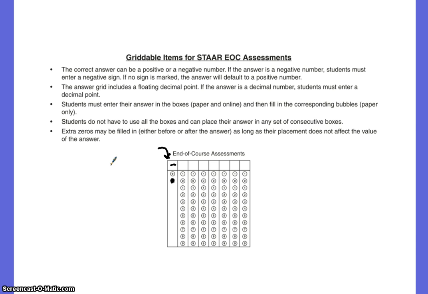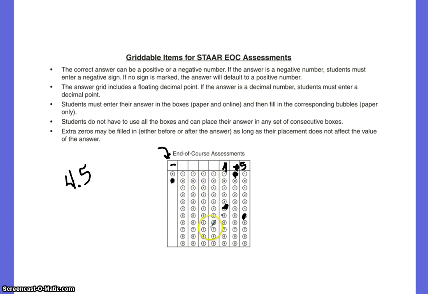The answer grid has what we call a floating decimal point. In other words, you get to pick where your decimal is. If you're going to have 4.5, you would put 4.5. Actually, that's a negative 4.5. Then you would fill in your 4, you would fill in your point, and you would fill in your 5. If you wanted, you could put your 4.5 over here. 4.5. And then you would fill in your 4 and your point and your 5. It doesn't matter where you do it, as long as you put them all kind of consecutive together.